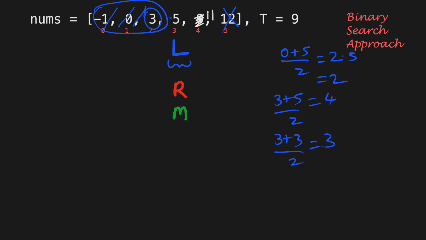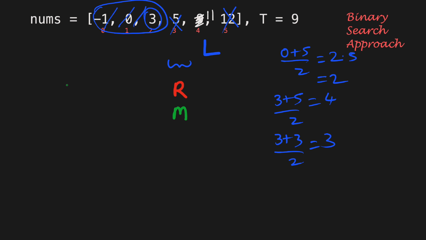Hence, to find target, we eliminate the left half of the array and focus on the right subarray and move the left pointer to mid plus 1. So now left is equal to 4 and right stays 3. Now since left is more than right, this indicates that the search space is exhausted. Hence the target element cannot be found in the array and we return minus 1.